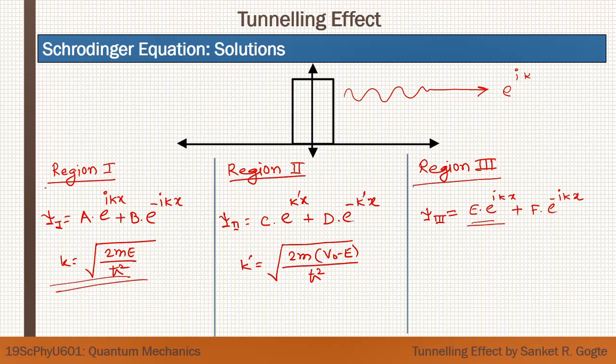So this first term corresponds to the matter wave which is traveling in the positive x direction, which is the transmitted wave, the wave which is transmitted through this barrier, whereas the second term for psi 3 corresponds to a matter wave traveling in the negative x direction. Now there is nothing in the third region which will cause the matter wave to reflect, and therefore there is no physical explanation for why we would have a term traveling in the negative x direction, so we will simply ignore that term. So we have only one term, and of course k is square root of 2m e by h cross square here.